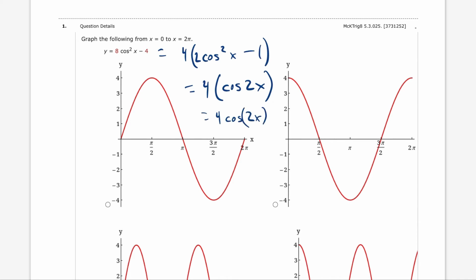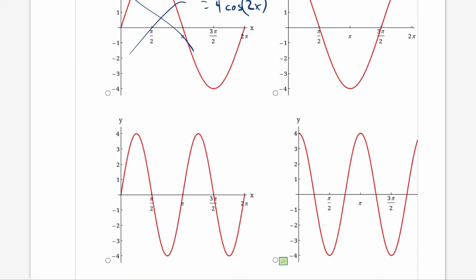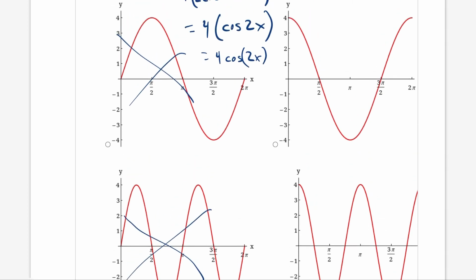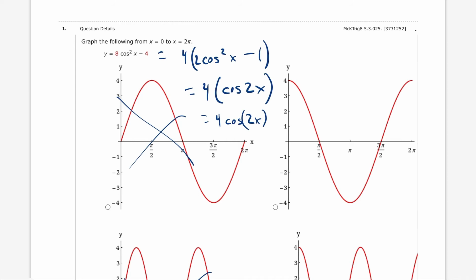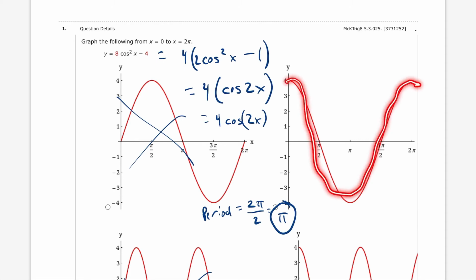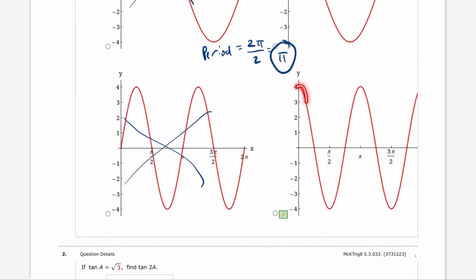All right, so we know the amplitude. We know cosine starts at the amplitude, which is 4, so it can't be this one. And it can't be that one. It's got to be one of these 2. And because the period is 2 pi over b, and b is 2, that means the period is pi. This one has a period of 2 pi, so it can't be that one. This one has a period of pi, so it's got to be this one.